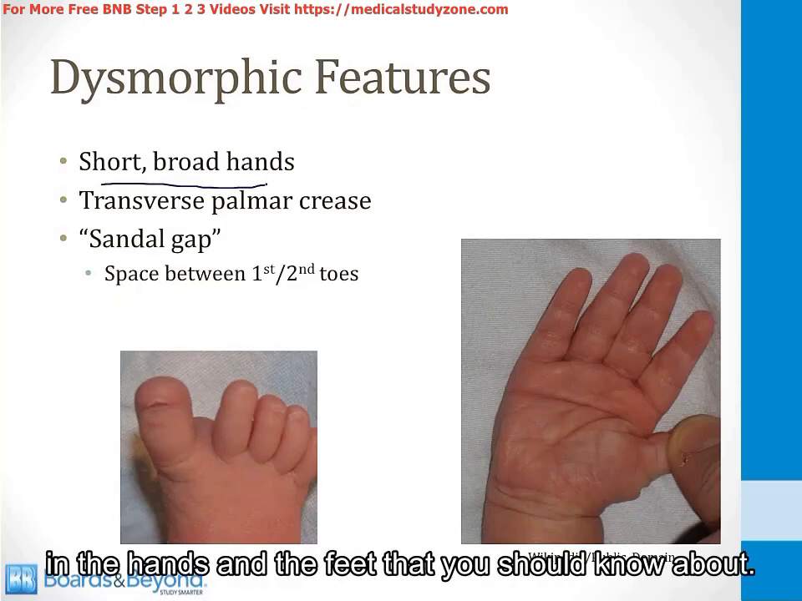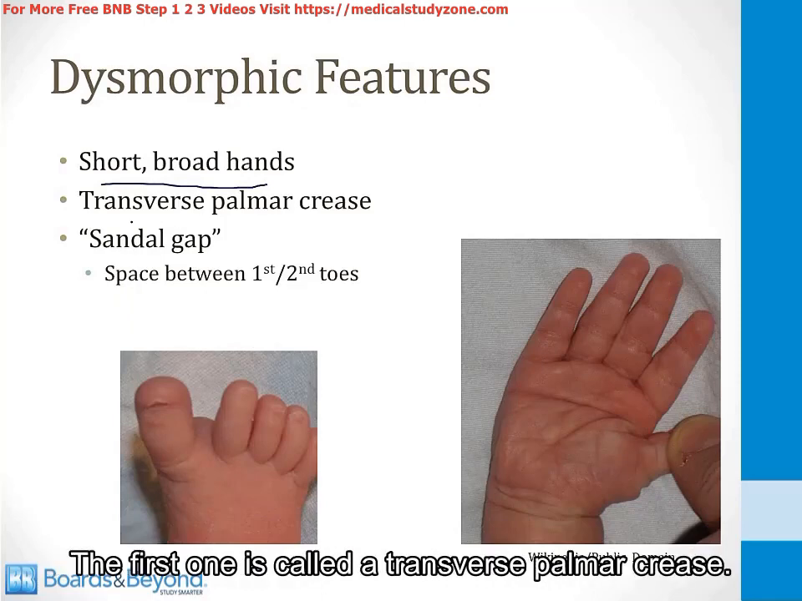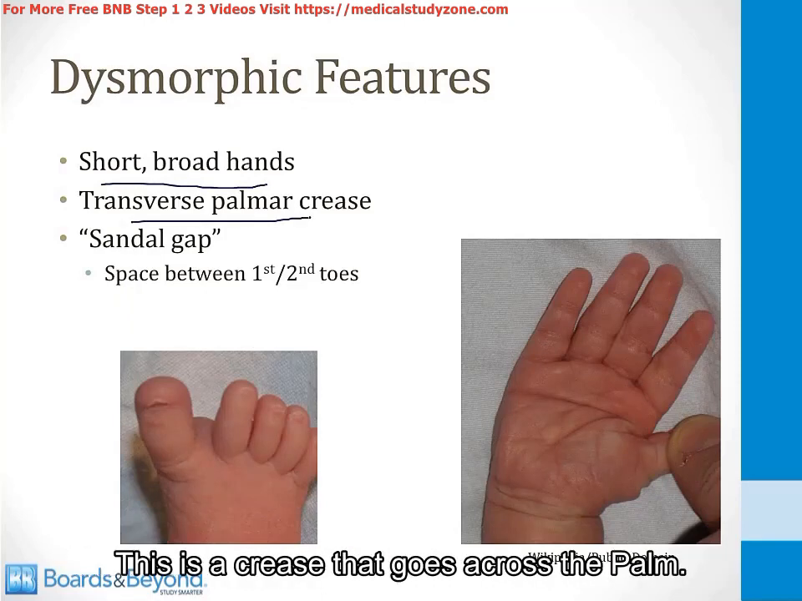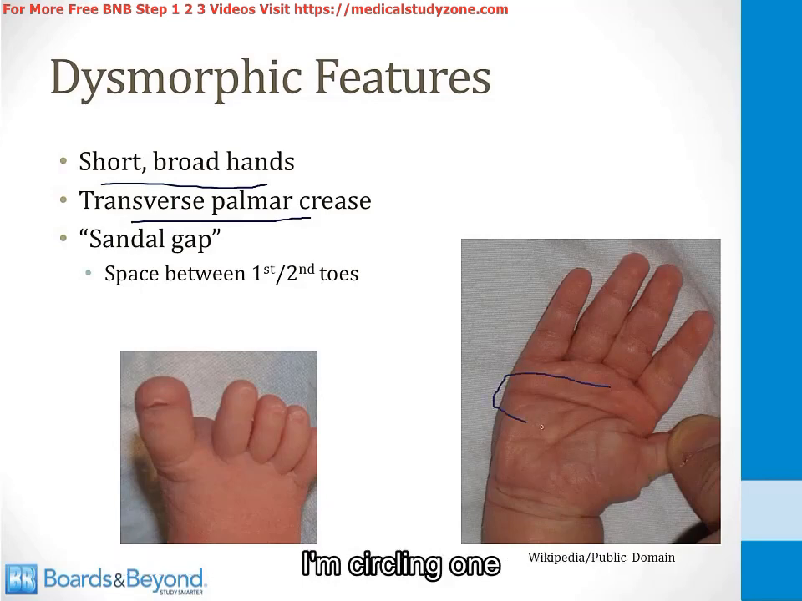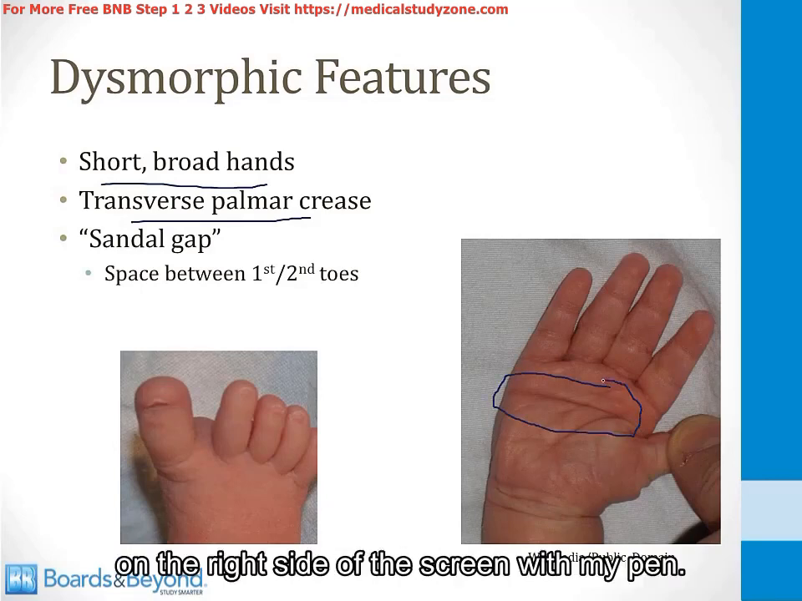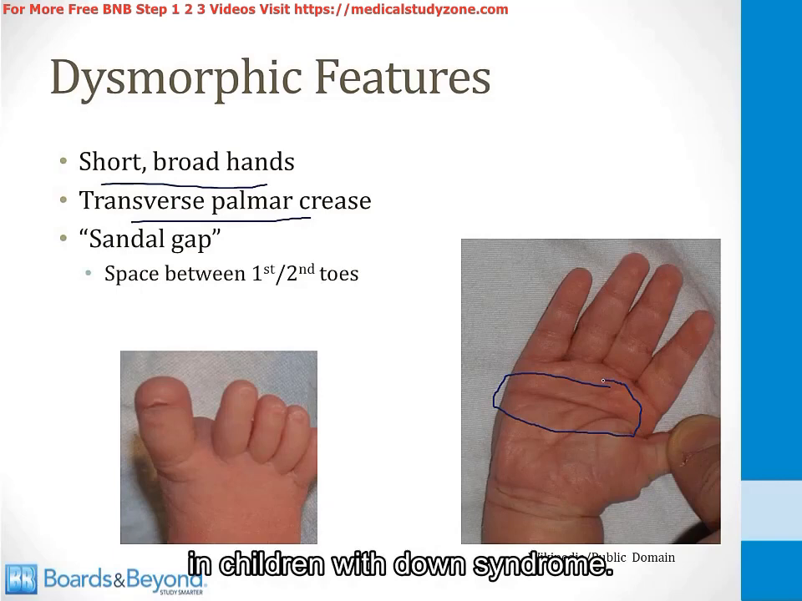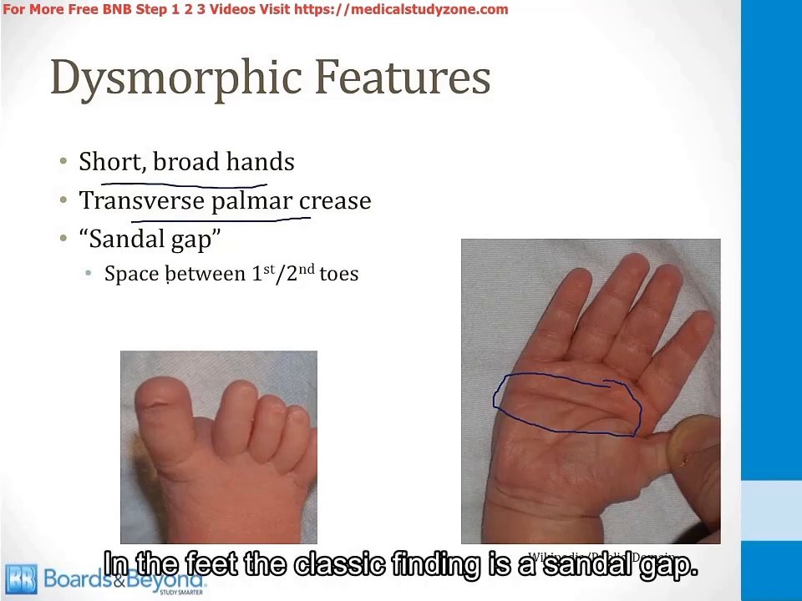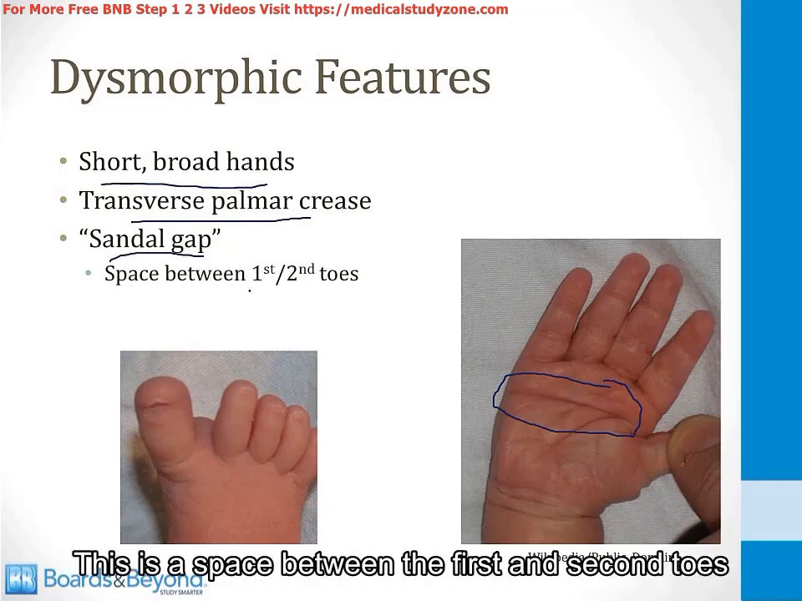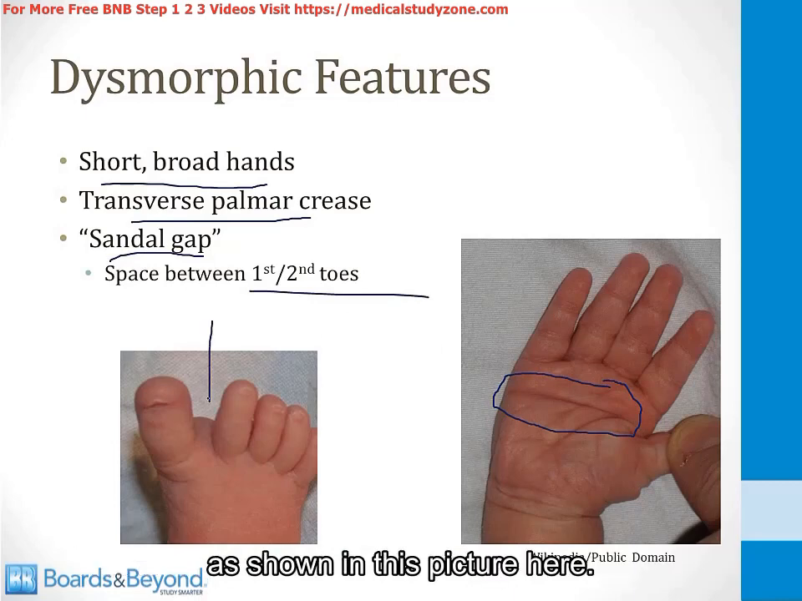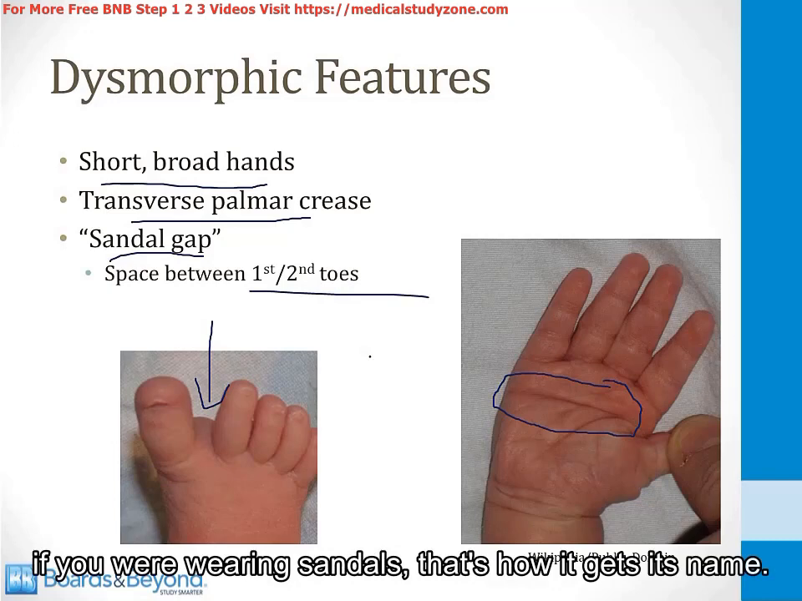and then there are 2 classic findings in the hands and the feet that you should know about. The first one is called a transverse palmar crease. This is a crease that goes across the palm. I'm circling one on the right side of the screen with my pen. This is a classic finding in children with Down syndrome. In the feet, the classic finding is a sandal gap. This is a space between the first and second toes, as shown in this picture here. This is the separation that would occur if you were wearing sandals. That's how it gets its name.